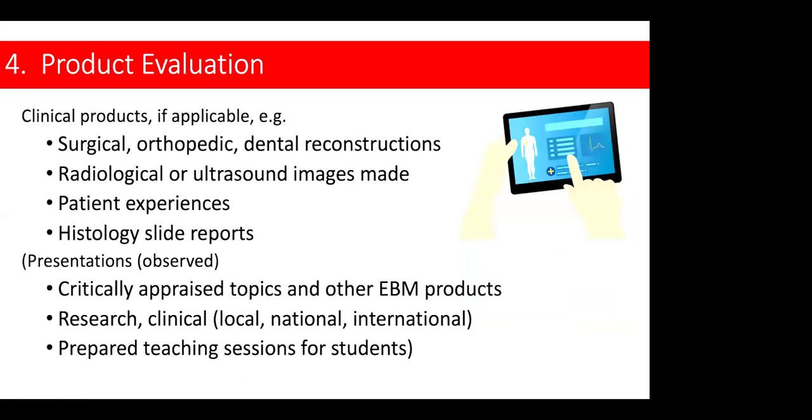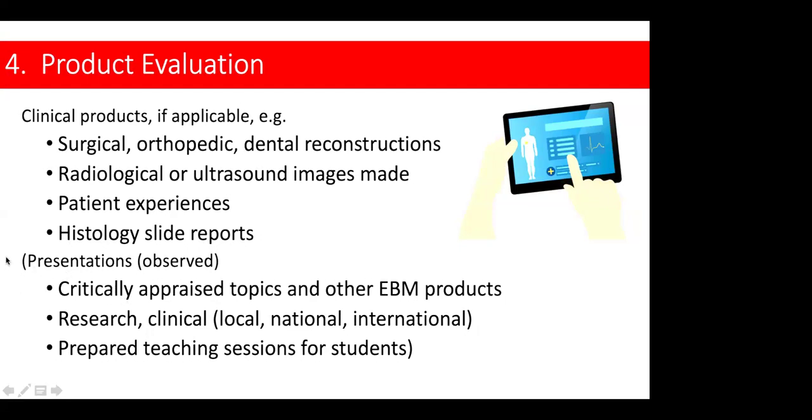The fourth one is product evaluation, and that's very helpful where you have an outcome. In surgery, if you're orthopedic, it would be what the hip replacement looked like afterwards. It could be a dental reconstruction, a CT scan report, or a report on ultrasound images. It could be patient evaluation forms, or, for our pathologists, reports they've written on histology slides. It can also be a journal article that they might have published or had to analyze.